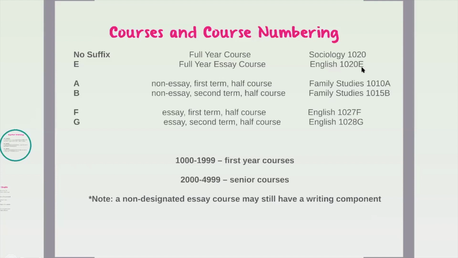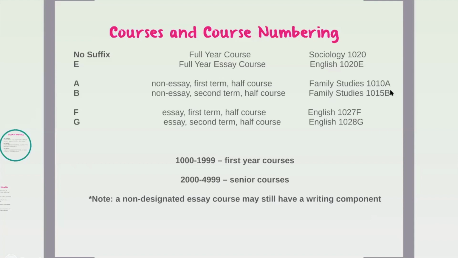We have courses that will run in first term, so courses that are from September to December, or some that are in second term from January to April. So we have the non-essay courses in first term are A at the end, and a non-essay second term course is B at the end. Now keep in mind that these A and B at the end of the course codes just tell you the term. So they aren't related to the category of course like we talked about previously. Those are just letting you know which term the course is in.